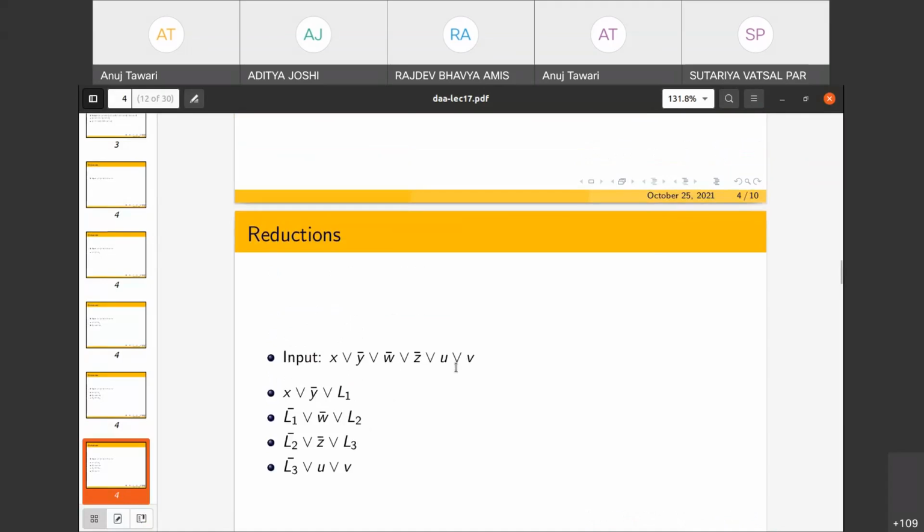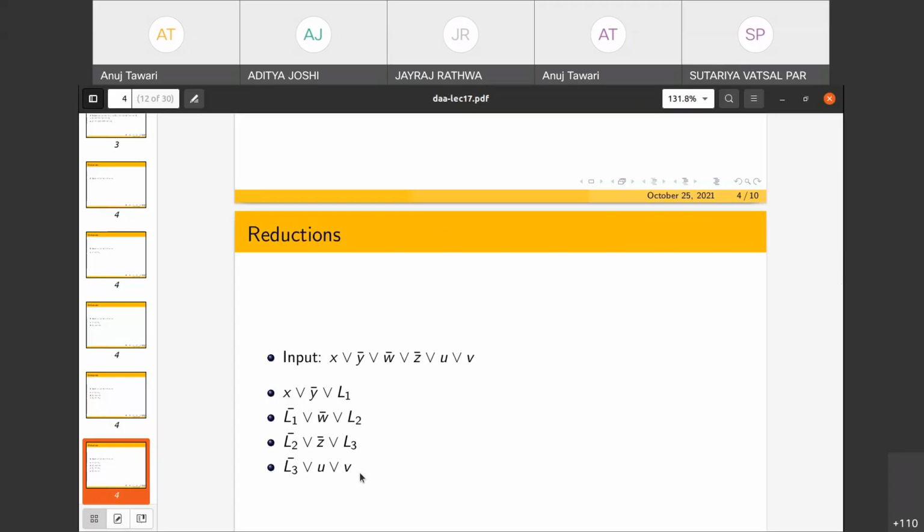Again, you just apply the same logic. When there are 6 things, you introduce these 3 new variables L1, L2, and L3, and take the first 2 variables and merge them with the first new variable. Okay. And then take its complement, or W bar or L2, L2 bar or Z bar or L3, L3 bar or U or V.